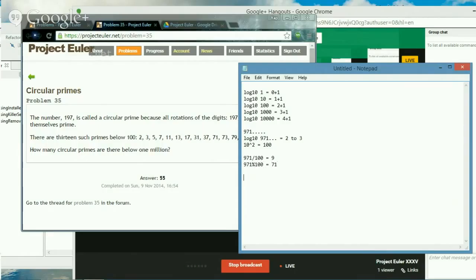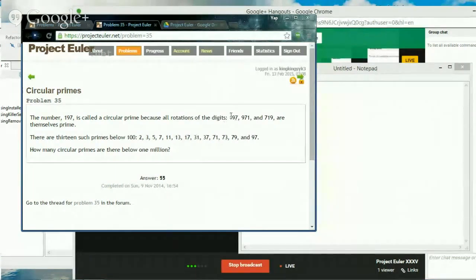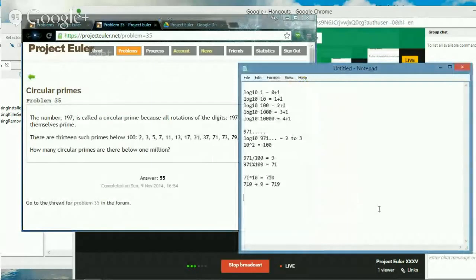Goes to 71, and then we times it by 10. And now we can add the first digit that we have extracted earlier. So now, it is 719. So if you do the same operation again, then you will get this again. So this is basically how we do the rotation operation on the number.